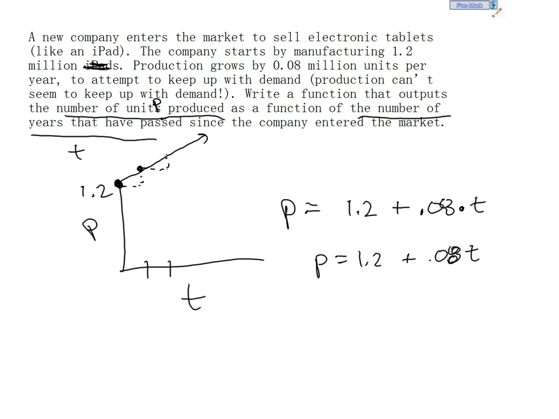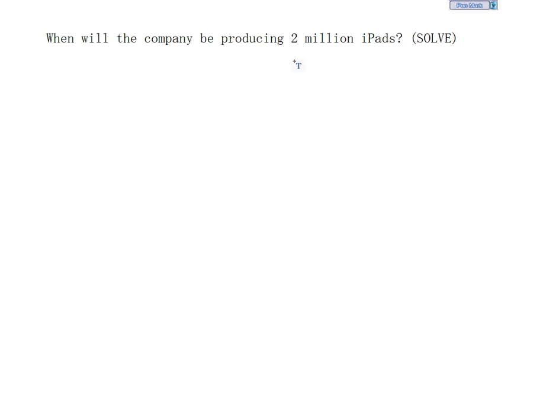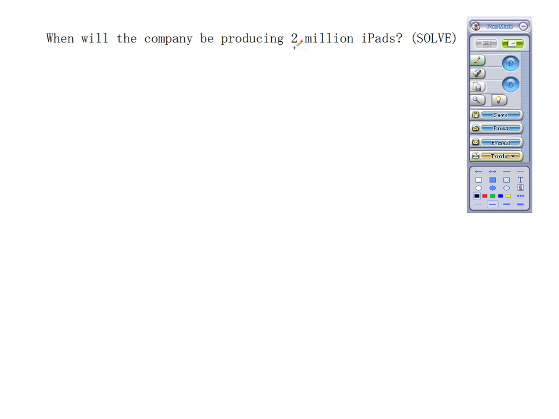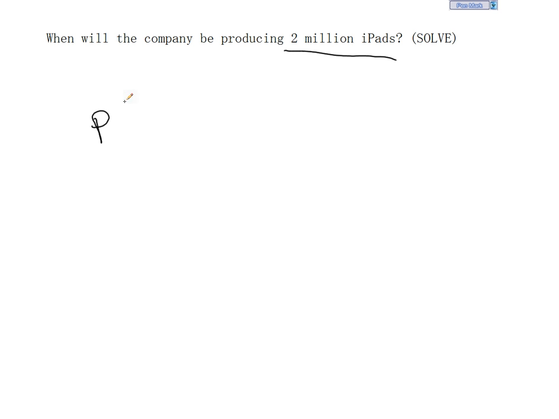Let's ask another question. When will the company be producing 2 million tablets? And in this case, it says solve. Okay, so we know that the production as a function of the number of years that have passed is given to us by 1.2 plus 0.08 times the time. Now, what do we know? With 2 million tablets, what's the question asking us to do?